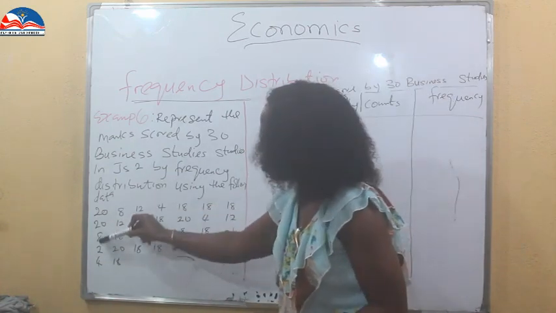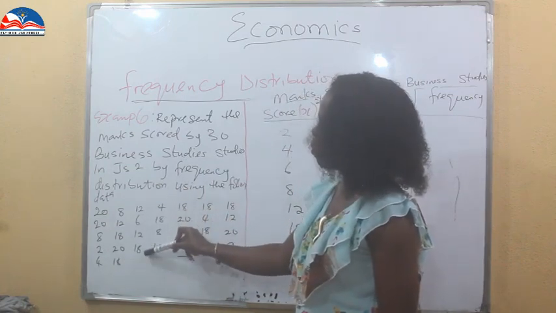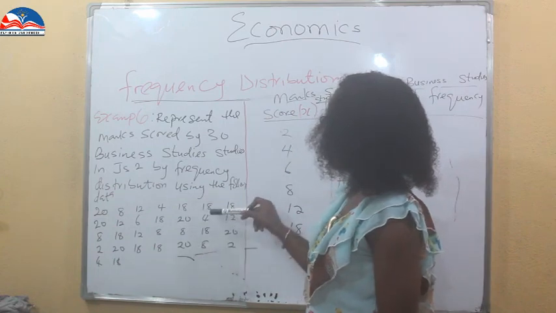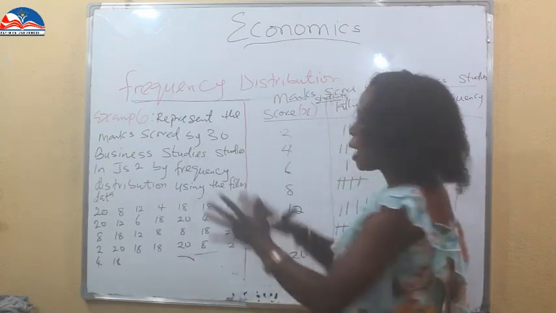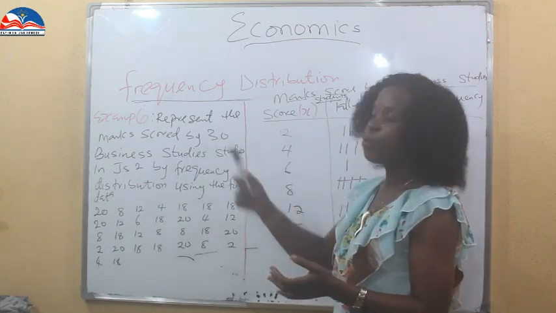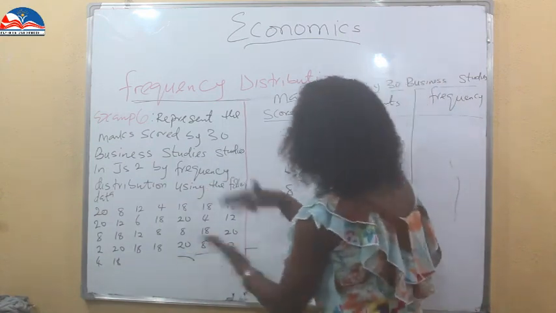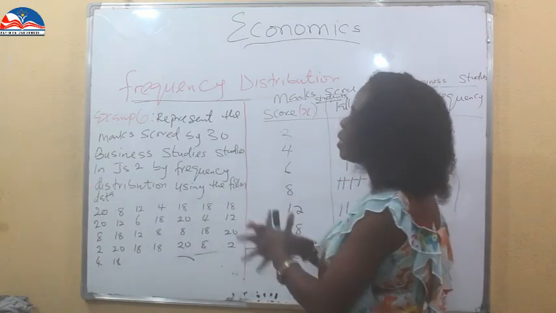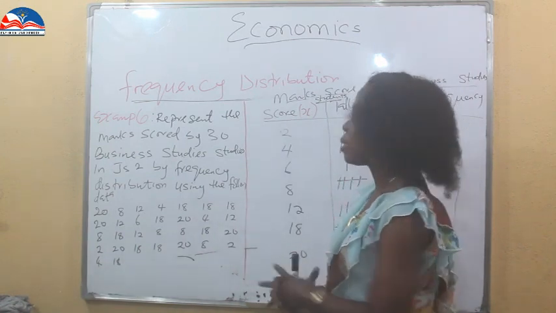Let's count. 1, 2, 3, 4, 5, 6, 7, 8, 9, 10, 11, 12, 13, 14, 15, 16, 17, 18, 19, 20, 21, 22, 23, 24, 25, 26, 27, 28, 29, 30. First thing, count your numbers to check if they equal the number of students or the scores you are given. That is your first step. Now we've seen it is 30. How do we represent this in a frequency distribution? Let's go to the solving.